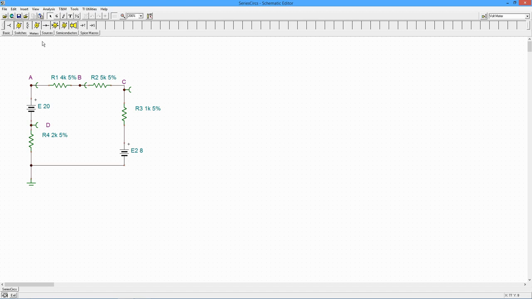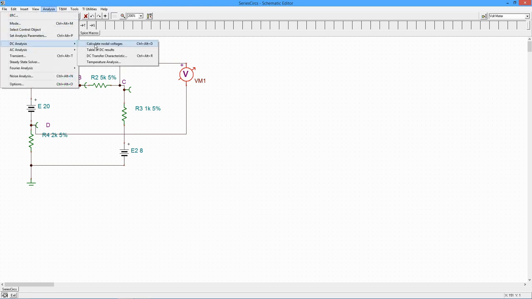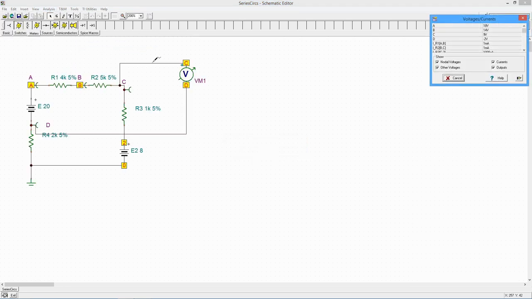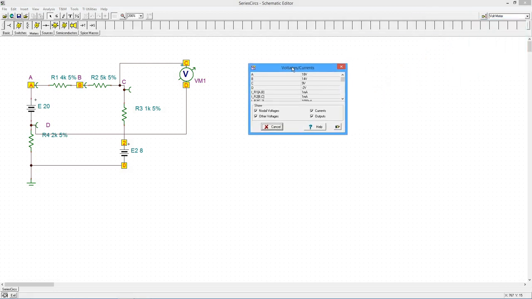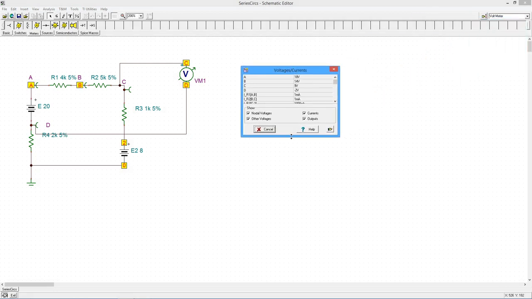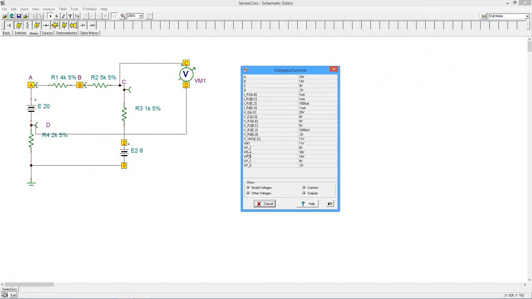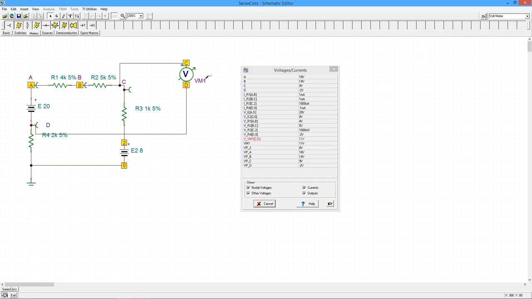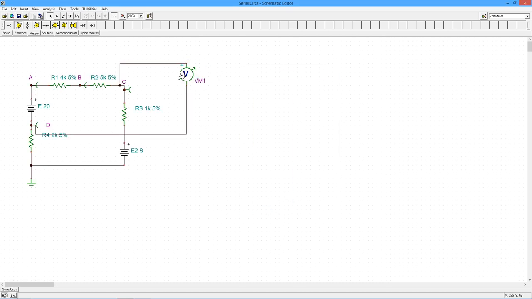Okay, so we're going to put a little voltmeter in here, and let's see what we get. Well, there's our 11 volts, as expected. Okay, beautiful.